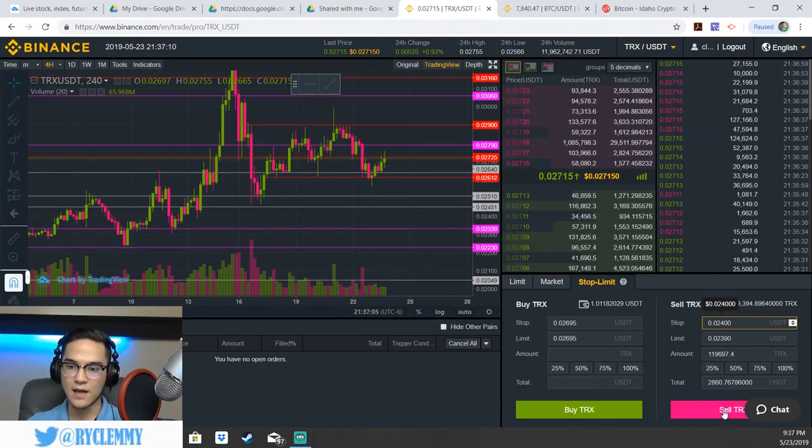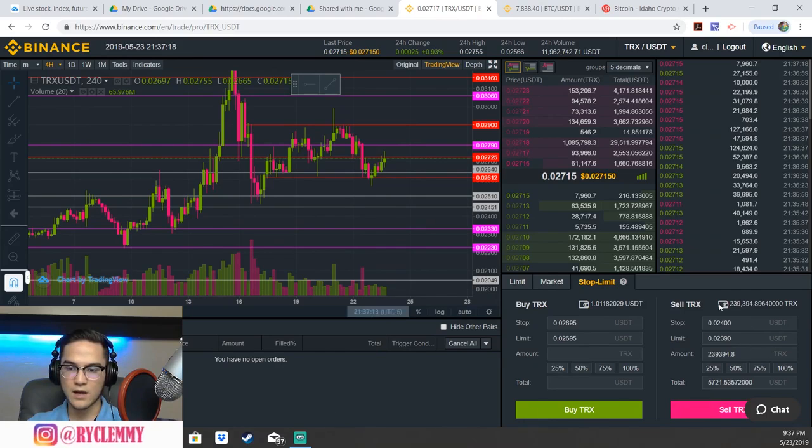But let's say I was going to go to bed and I want to sell if it gets lower than here. So what that would do for me is allow me to sell this amount of Tron if it got that low overnight. So again, it's like a lifesaver.